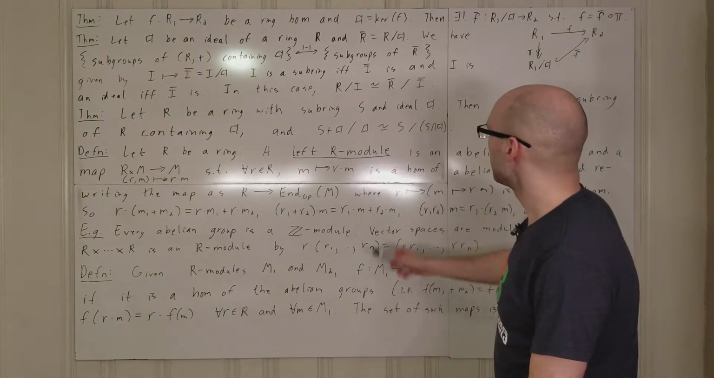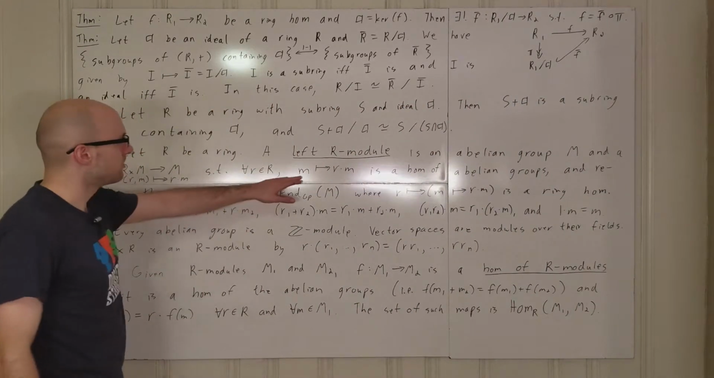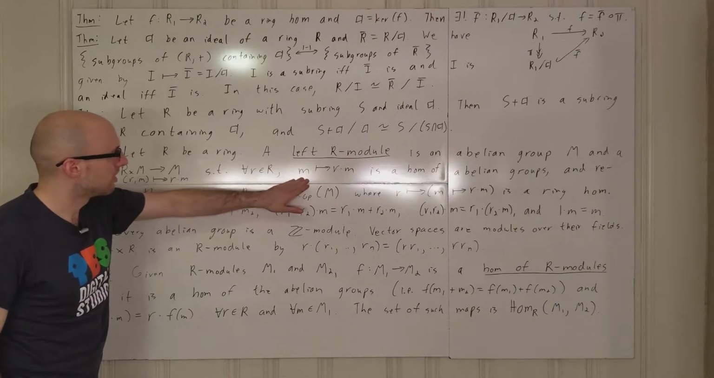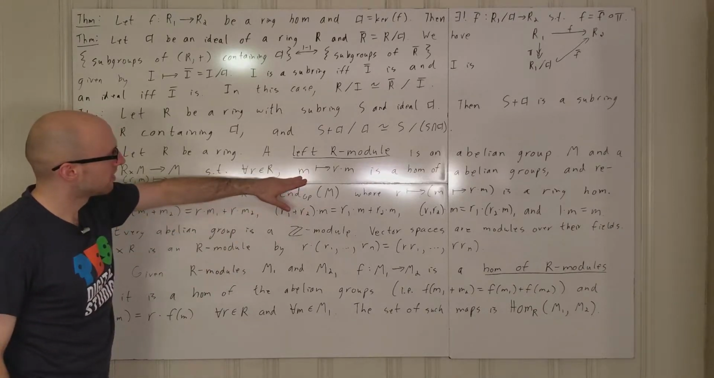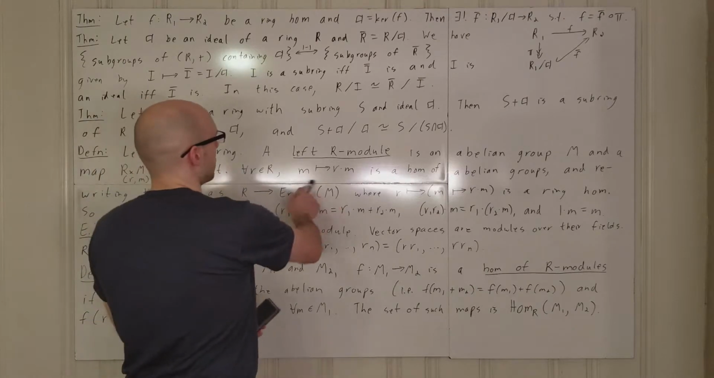Okay, so we know that this is a homomorphism of abelian groups. So what that means is that if you take M1 plus M2 here, then R acting on M1 plus M2 should be a homomorphism.